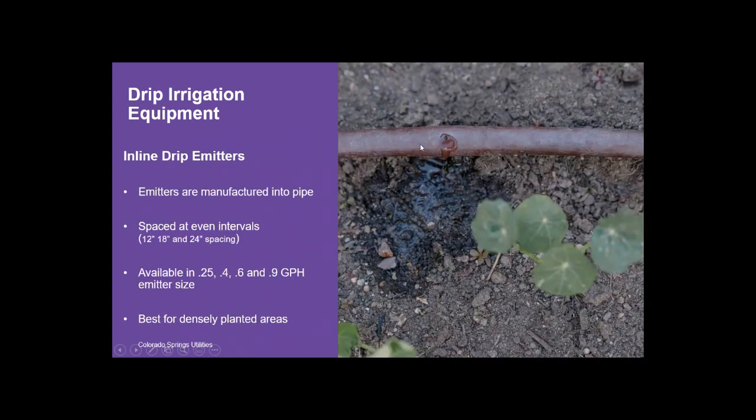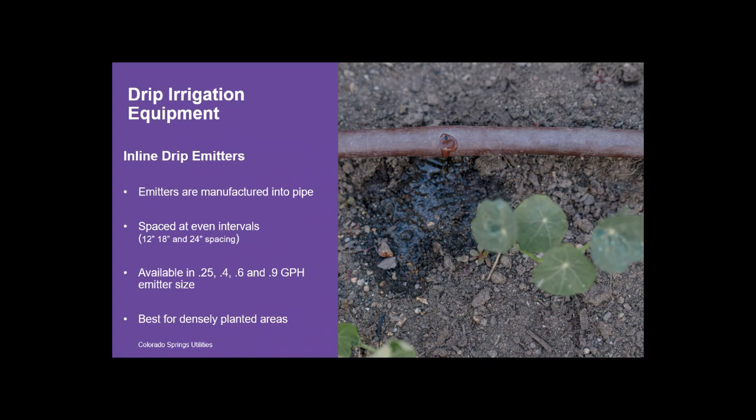So the inline drip emitters are manufactured directly into the pipe, versus the point source emitters, which we have to puncture into the pipe. They're spaced at even intervals. Some of the specifications are that these emitters are spaced every 12 inches, 18 inches, or 24 inches. Again, it's measured in gallons per hour, but we might be applying 1/4 of a gallon per hour, 4/10 of a gallon per hour, 6/10 of a gallon per hour, or 9/10 of a gallon per hour.